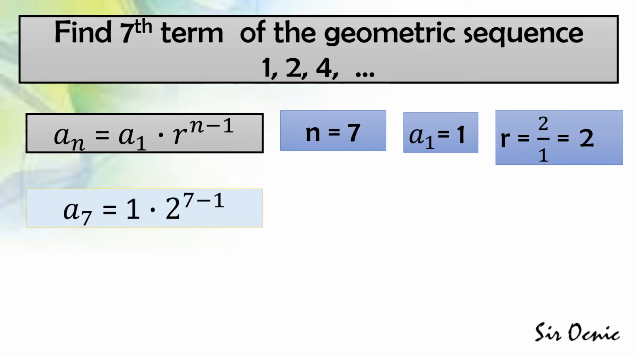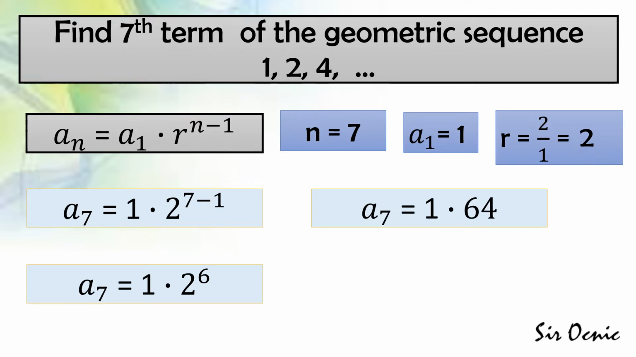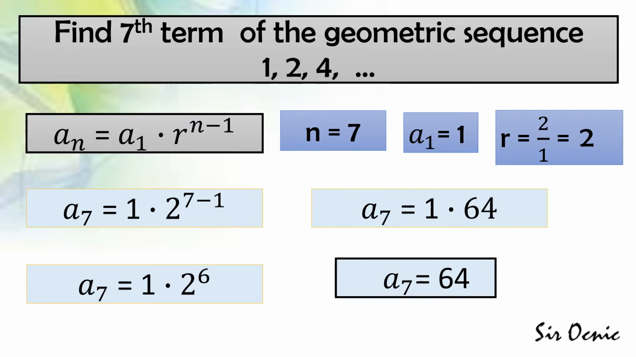1 times 2 raised to 7 minus 1. A sub 7 is equal to 1 times 2 raised to 6. A sub 7 is equal to 1 times 64, or simply 64. That means that the seventh term of the geometric sequence is equal to 64.